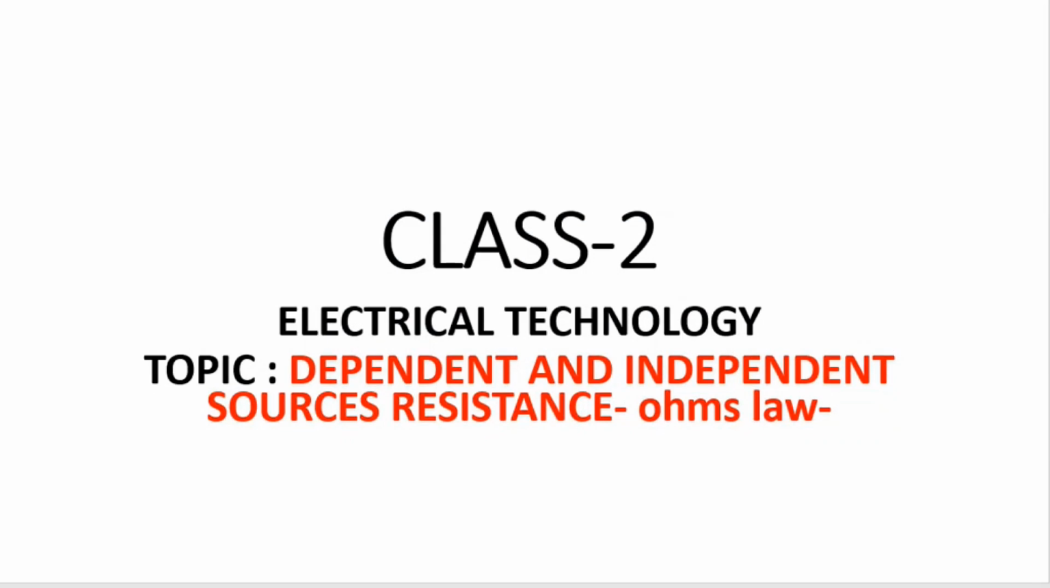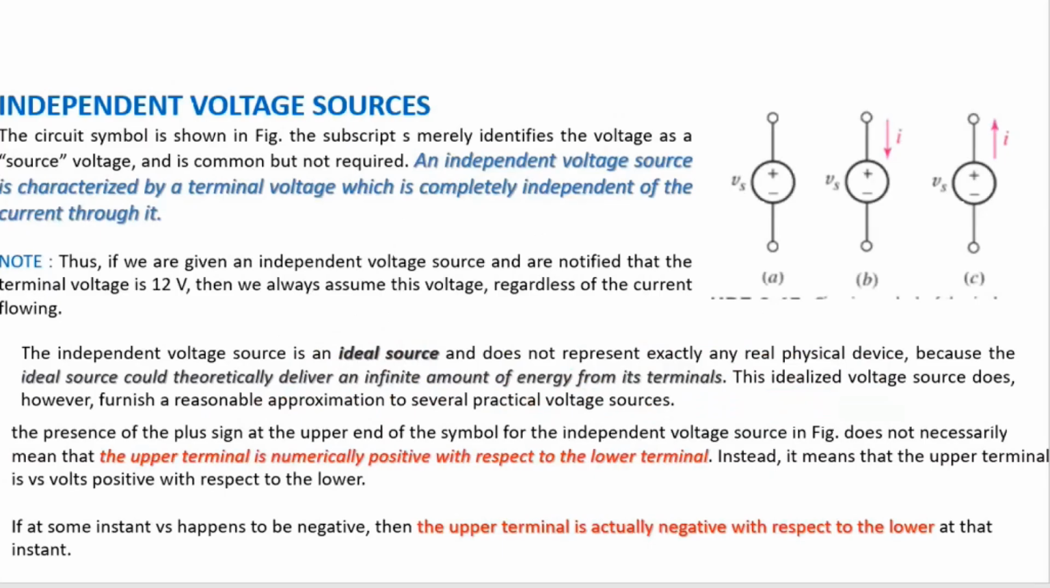Okay. So, dependent and independent sources. Independent voltage sources, first topic. What is an independent voltage source? It is the source which is characterized by its terminal voltage, and which is completely independent of the current through it.